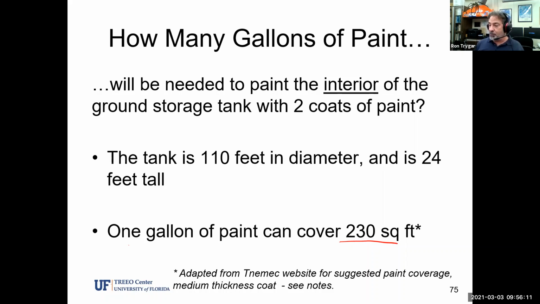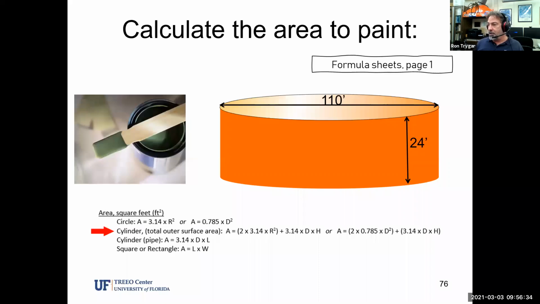The tank in this question is 110 feet in diameter, and it's 24 feet tall. So we're going to paint the interior walls. We're probably also going to paint the floor of the tank and potentially even the ceiling. So we have to pay attention to what the question is telling us or what you're trying to do on the job site. So here's our example. We have a 110-foot diameter and we have a 24-foot high storage tank.